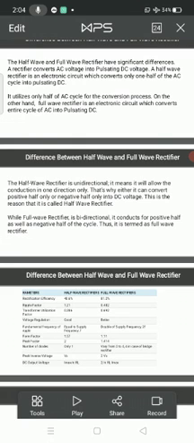The full wave rectifier conducts both half cycles, the positive half cycle and the negative half cycle also. In a half wave rectifier, it will conduct only one half cycle, either the positive half cycle or the negative half cycle. In whichever half cycle the diode is forward biased, that half cycle only conducts.